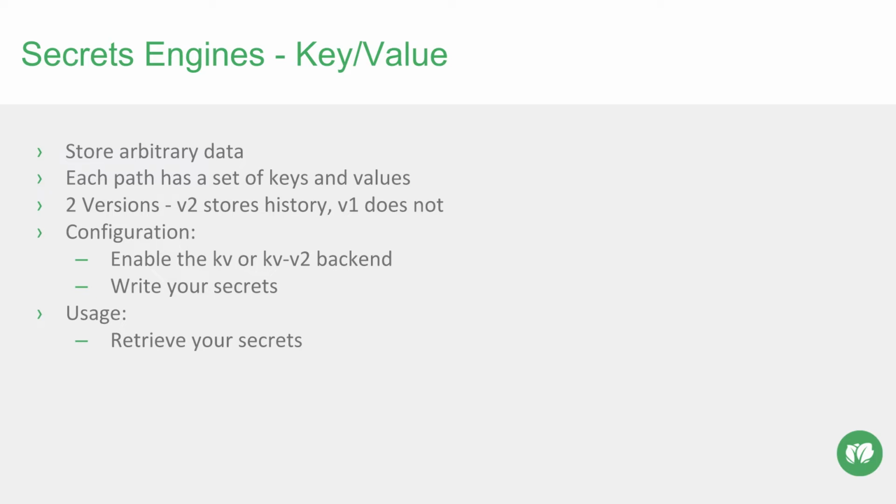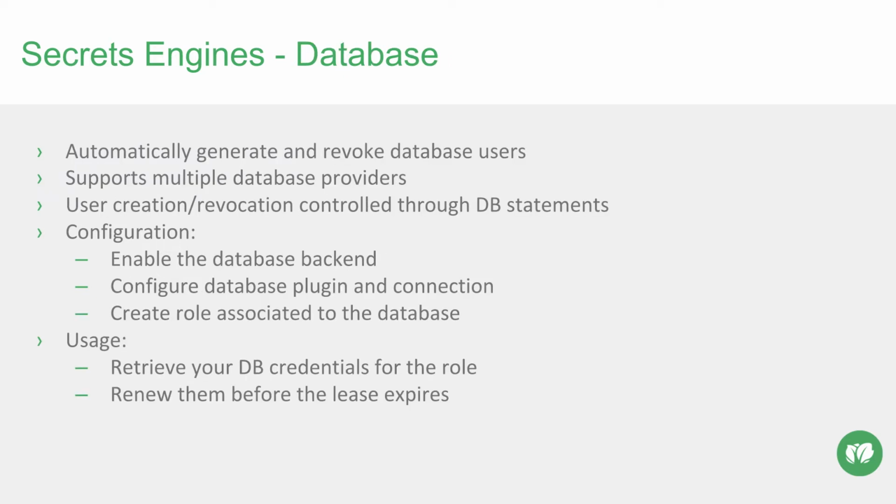Configuration-wise, to enable this, you have to go and enable the backend. All the secrets engines have what's called a secrets engine backend. You have to enable it, and then you just write your secrets into it. That's really all there is to configuring this. You can do this via the command line or the API or the UI. And if you have an app that wants to use it, all you have to do is authenticate with Vault, and then you just retrieve your secrets. Very straightforward. So let's talk about some of the dynamic ones.